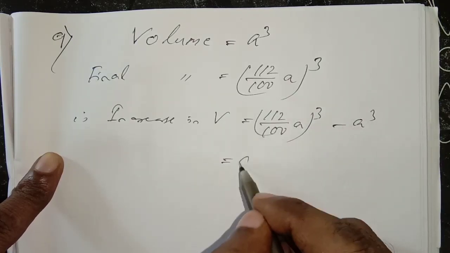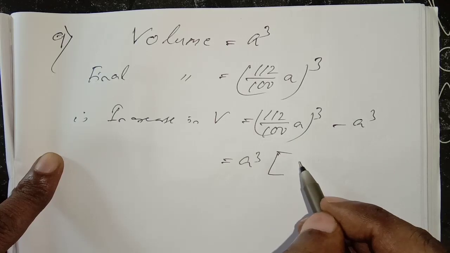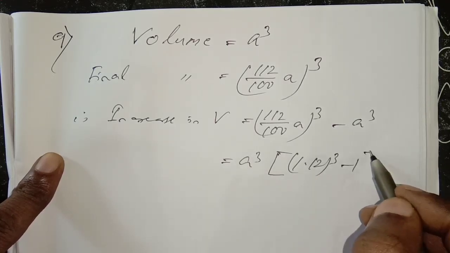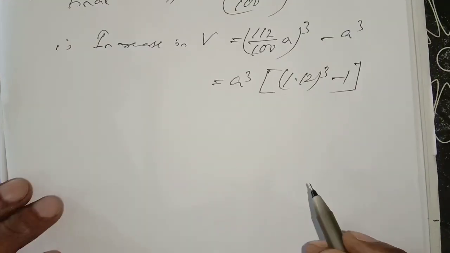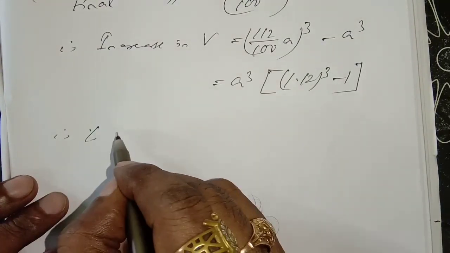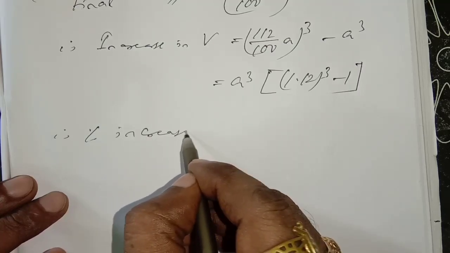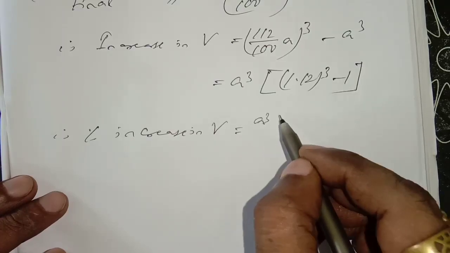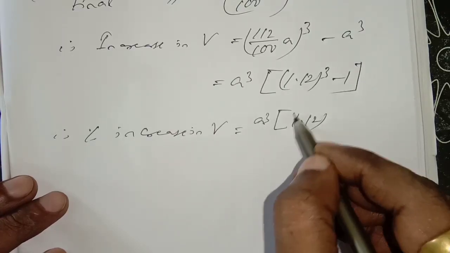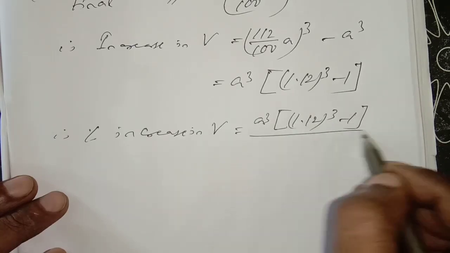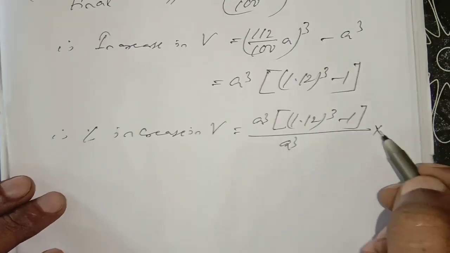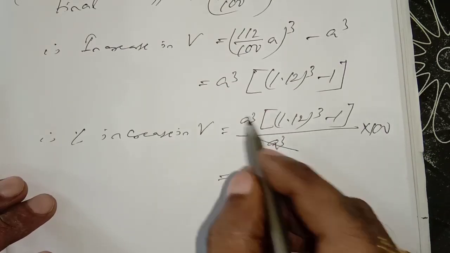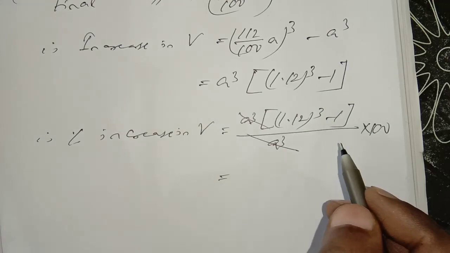You can take A cube common. What is left here? That is 1.12 whole cube minus 1. Okay, just calculation required. Therefore you have to find out percentage increase in volume. The increase in volume, that is A cube into (1.12 whole cube minus 1), divided by original volume into 100. This is the process you have to apply. A cube cancels out, and next 1.12 whole cube you have to find out.